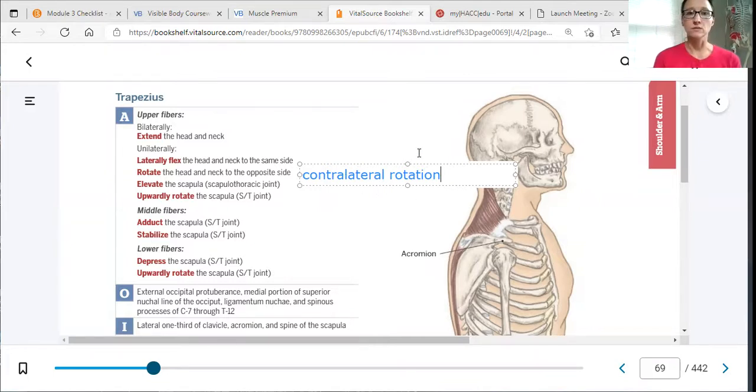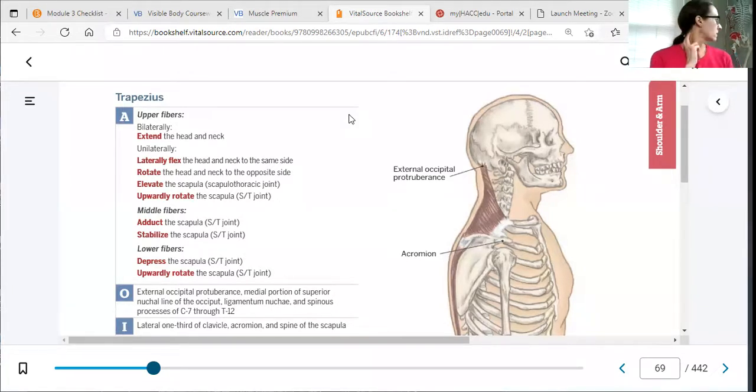Rotation to the opposite side is contralateral rotation, which I believe was in that penguin prof video. We talked about contralateral and ipsilateral. Ipsilateral would be rotation to the same side. Okay. So laterally flex and contralateral rotation. Now remember, upper traps has an attachment on the scapula. I mean, all the trapezius muscles attach to the scapula, you know that. But because we can have unilateral action of just upper traps, we can actually do things to the scapula too, okay?